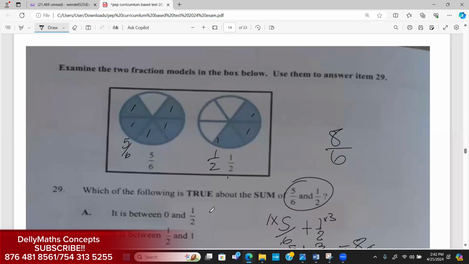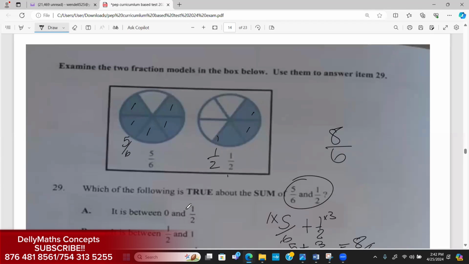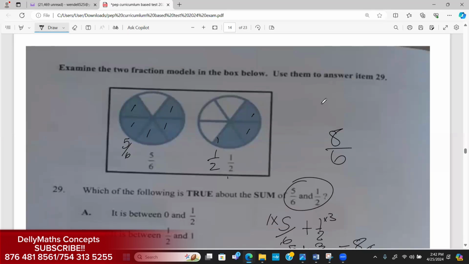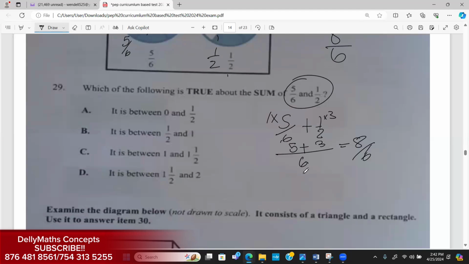Let us look at what's going on. Now, when you look at this, you have to pay attention to details. Read it again to make sure. It says, examine the 2 fraction models below. All right, you're seeing them. So we're talking about the sum. So the sum is 8 over 6.